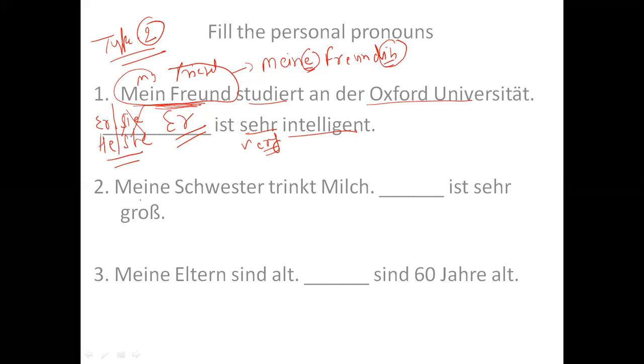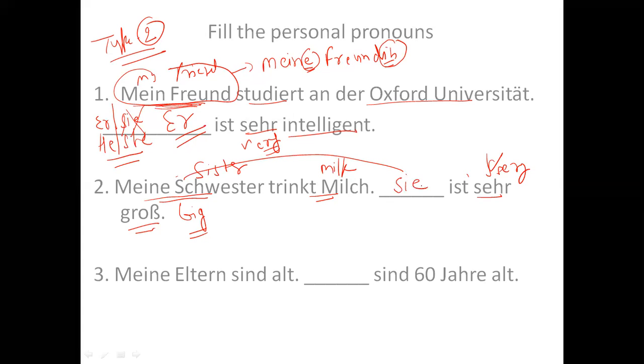Similarly here, Meine Schwester trinkt Milch. Milch is milk. My sister drinks milk. Ist sehr gross. Sehr is very. Gross is big. So who is tall? Meine Schwester is tall. So the answer should be sie.